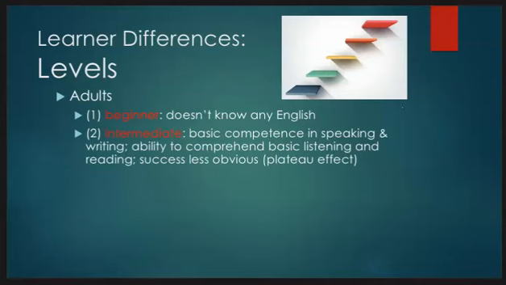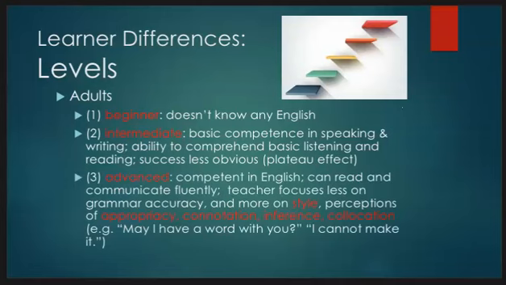The next group that they would move on to would be intermediate, and that's really the largest, more amorphous group among them. These labels can be a bit rough and they can vary from institution to institution, but our intermediate learners tend to be those that have basic competence in speaking and writing. They have the ability to comprehend basic listening and reading. At a certain point, their success may start to level off or hit a plateau, where it's less obvious how much they're growing than when they were beginners and growing by leaps and bounds.